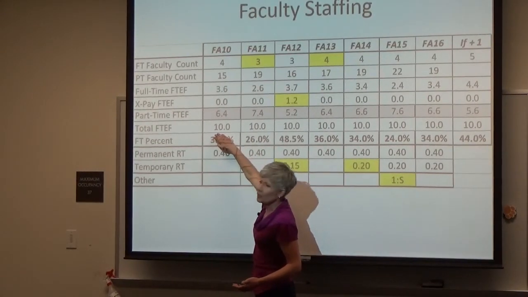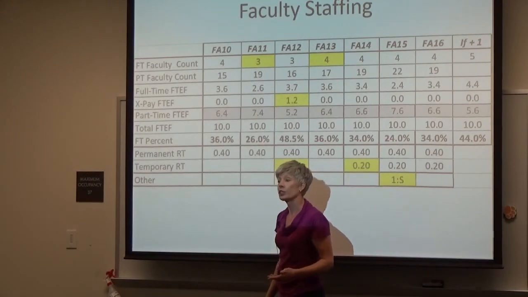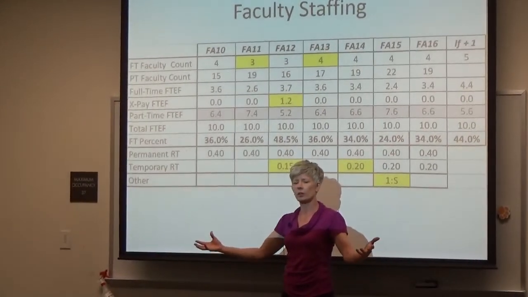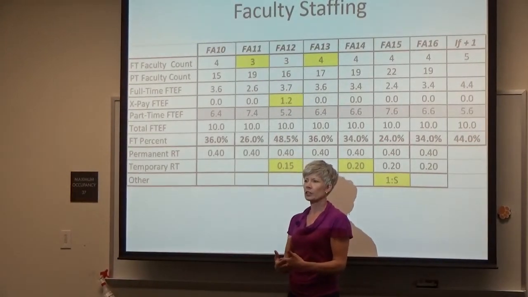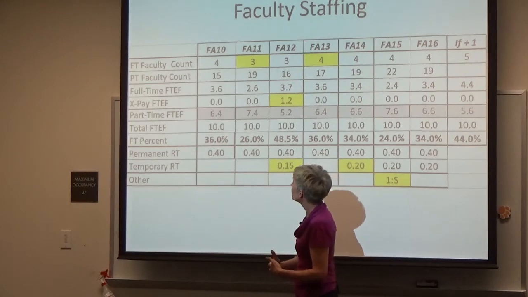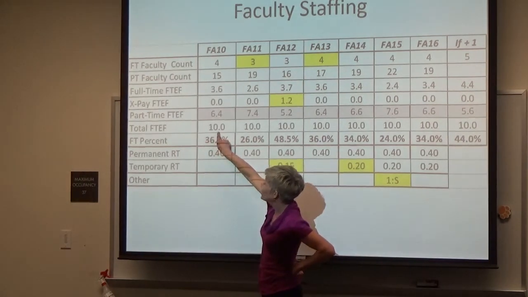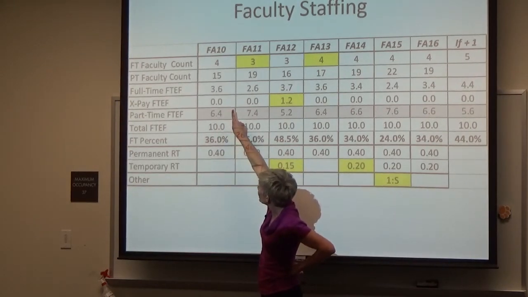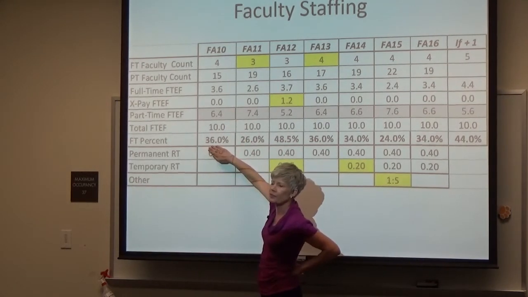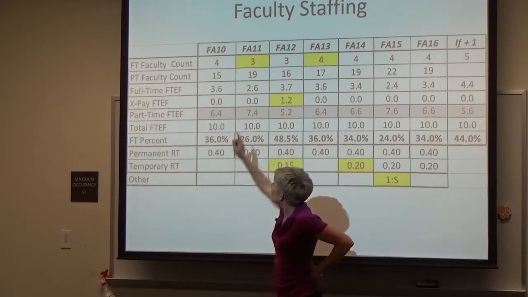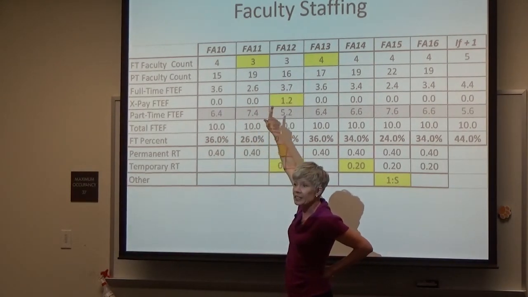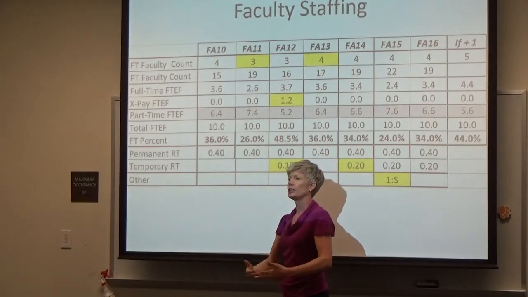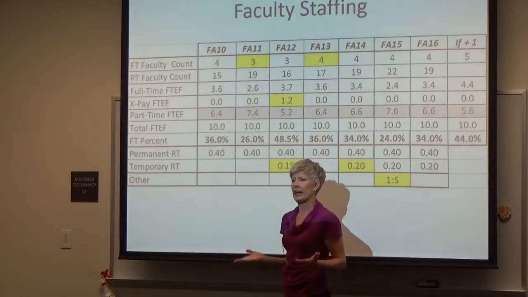Now, the reason we want to calculate that is because we want to know the full-time percent. Right? The full-time percent is going to tell us, out of all of that load of all those course sections, how much of it is being taught by full-time faculty. So here we have 10 FTEF, and because 3.6 is taught by full-time faculty members, we have 36% full-time faculty. So that's not the ratio of the 4 and the 15 at the top. Right? It's not a count. It's based on how much load is being taught by folks in those different categories.